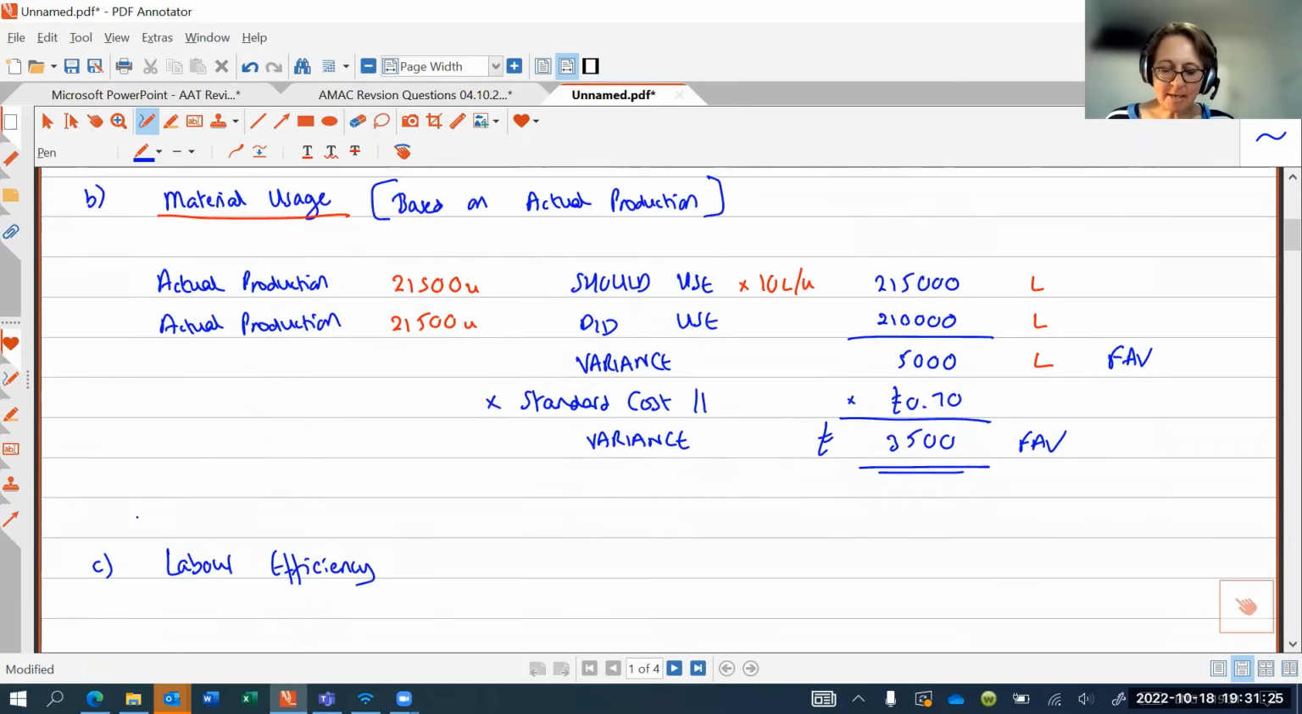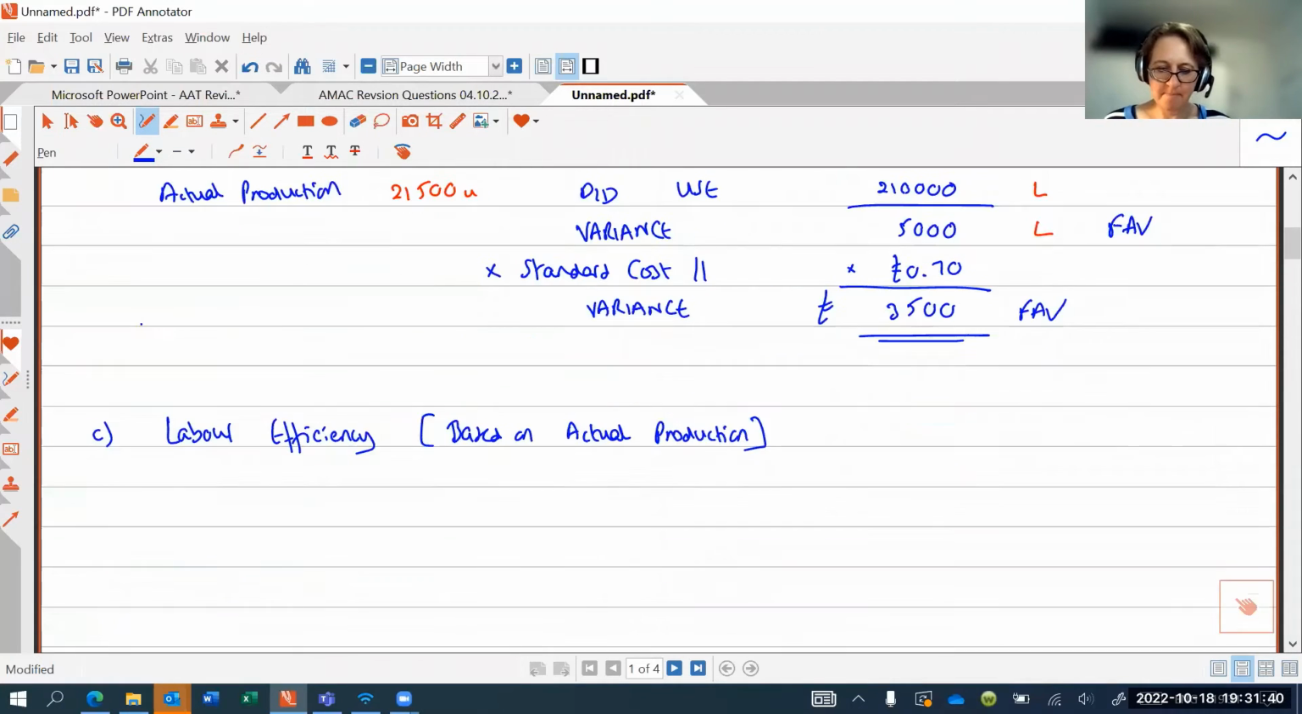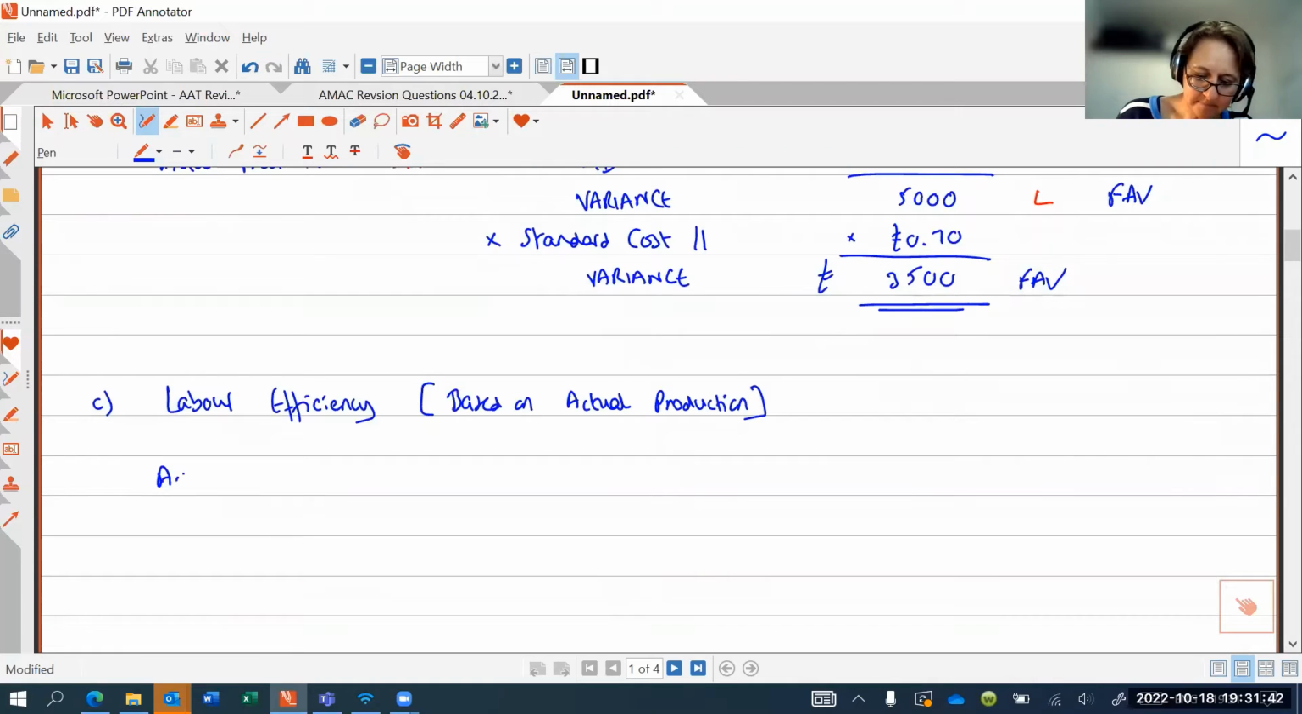So notice how material usage started with a sentence based on actual production. Labour efficiency is going to be based on actual production. So it starts the same, which means it will say actual production should. A little bit of a space there for what the actual production is.